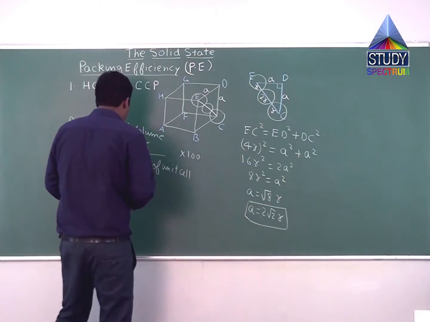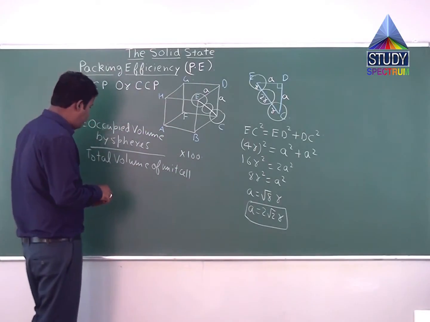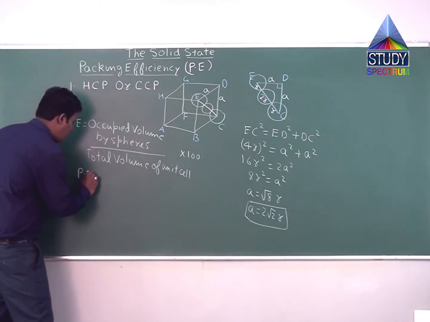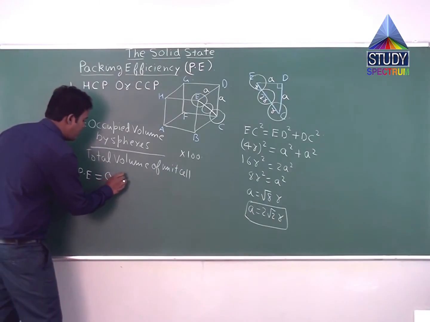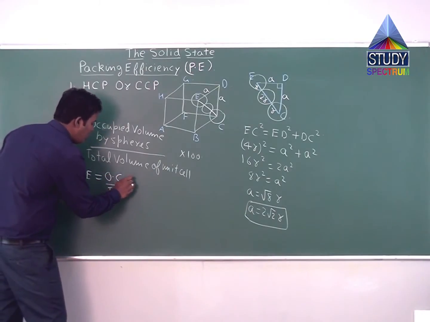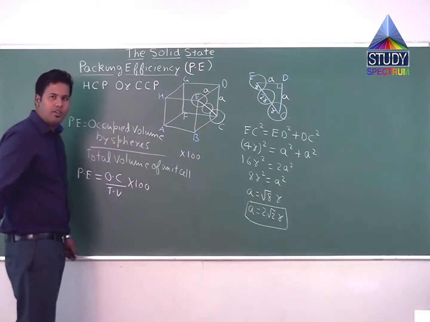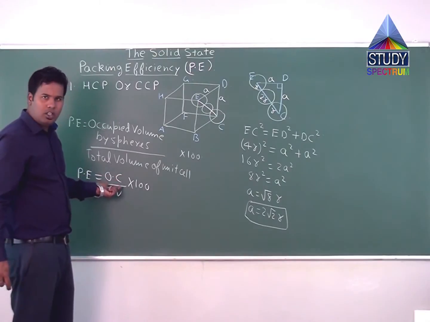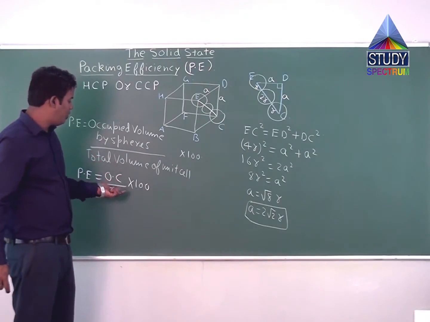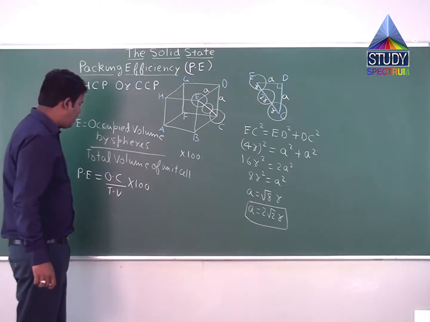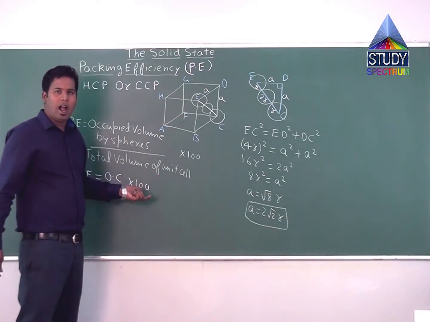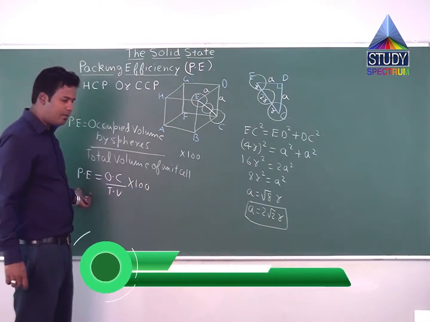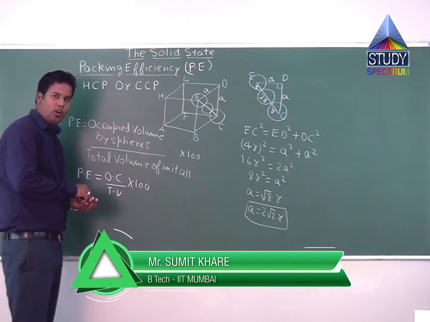Now we'll represent this occupied volume as OC and total volume as TB. So this packing efficiency becomes PE is equal to OC, that is occupied volume, upon total volume into 100. Just for the sake of convenience, we'll represent occupied volume of spheres as OC. OC means occupied volume, and total volume of unit cell is TB. Correct. Now if I substitute occupied volume and total volume in this relation, and if I calculate that, I can get packing efficiency. Now what is the occupied volume?